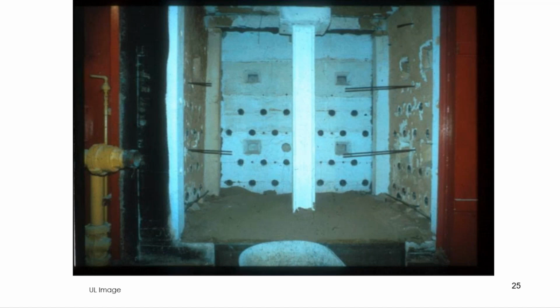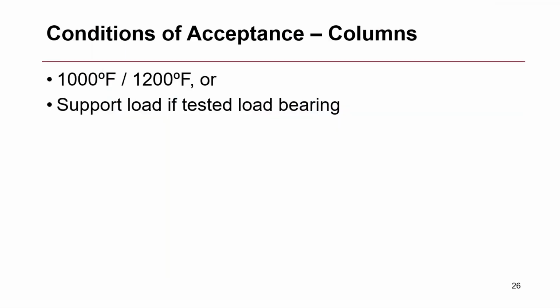Ultimately, during that test, what we're simply looking for is when the average temperature of all the thermocouples reaches 1,000 degrees Fahrenheit, or when any individual thermocouple reaches a temperature of 1,200 Fahrenheit. That would be the fire resistance rating. Now, if the assembly was tested load bearing, the criteria there would be that it would need to continue to carry that load during the rating period, or in other words, when it reached a point of structural collapse, that would be the fire resistance rating of that assembly. And I mentioned before, there are no labs that can conduct load-bearing column tests here in North America.